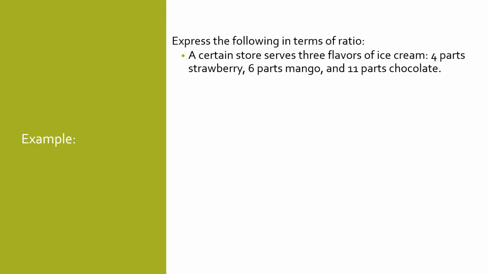Another example is to express the following in terms of ratio. A certain store serves 3 flavors of ice cream: 4 parts strawberry, 6 parts mango, and 11 parts chocolate. To express that, the ratio of ice cream flavors is 4 is to 6 is to 11. Let's take note that we cannot interchange the sequence of the variables being asked.